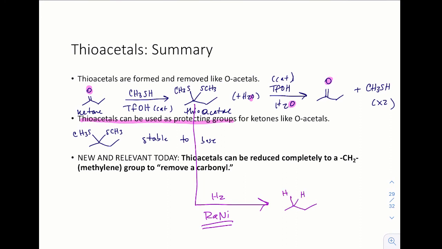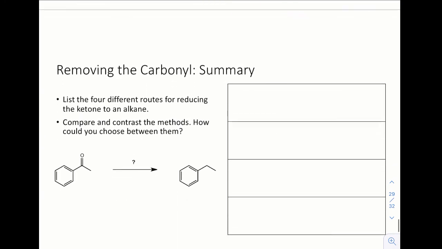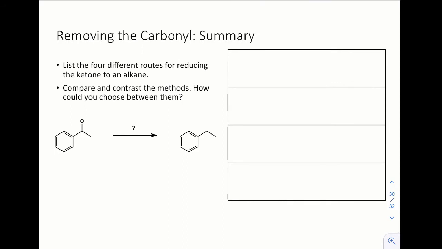Okay, so they can be used as protecting groups, or they can be used to completely remove a carbonyl and replace it with a methylene. A methylene is a CH2. That's what's happened here. Now that was a lot, so we should take a moment to list the four different routes for reducing a ketone to an alkane, compare and contrast the methods, and write down how you would choose between them. This is a little bit like a reaction chart, but some of these transformations require more than one step. So in that way, it's more like the carbonyl grid.